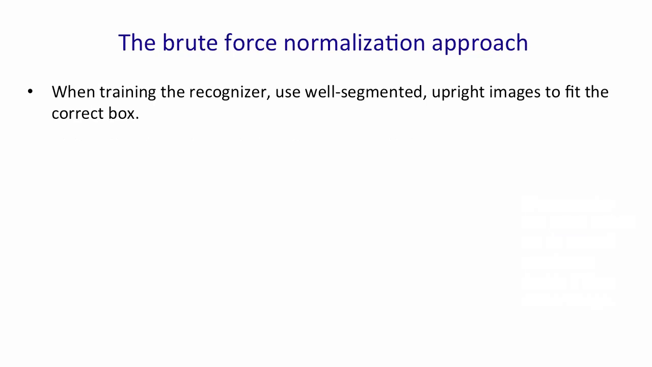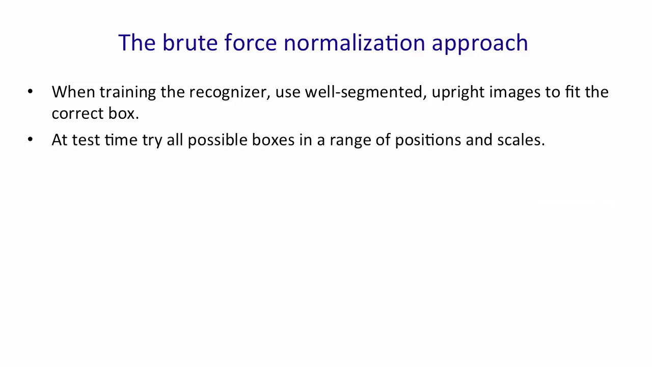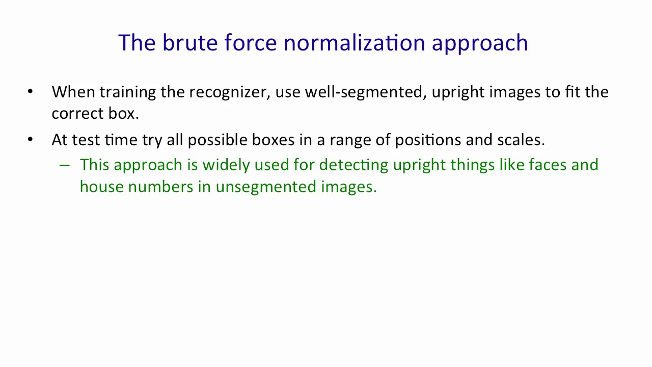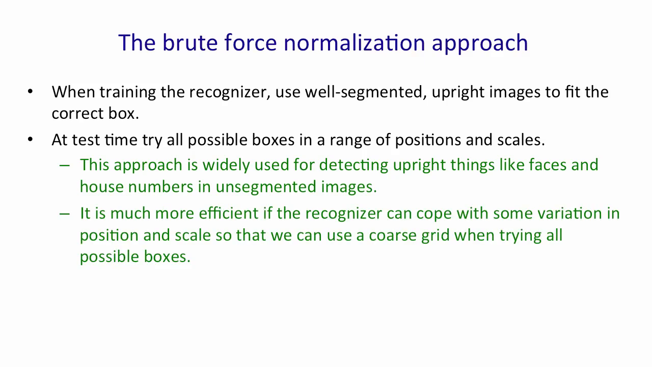The brute force normalization approach works like this. You use well-segmented upright images that you can judiciously put a box round when you train the recognizer, and then at test time, when you have to deal with cluttered images, you try all possible boxes in a whole range of positions and scales. This approach is widely used in computer vision, particularly for detecting upright things like faces or house numbers in unsegmented images. It's much more efficient if the recognizer can cope with some variation in the position and scale, so that we can use a coarse grid when trying all possible boxes.